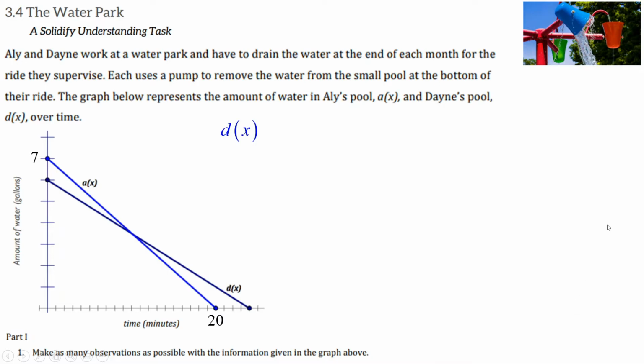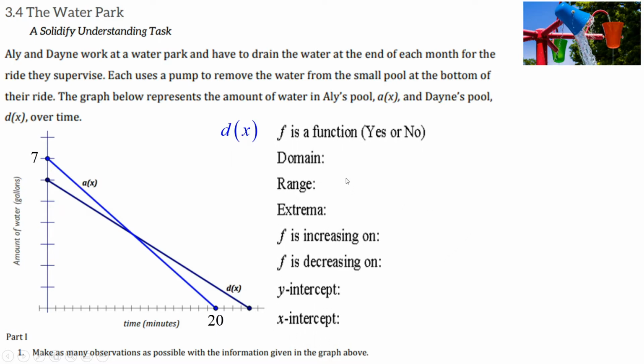Let's talk about Dane's graph first, because we're going to compare these two functions. So how about some features of Dane's function right here? And would you guys all agree that Dane's function also passes the vertical line test? Therefore, every input has one and only one output, so it is a function.